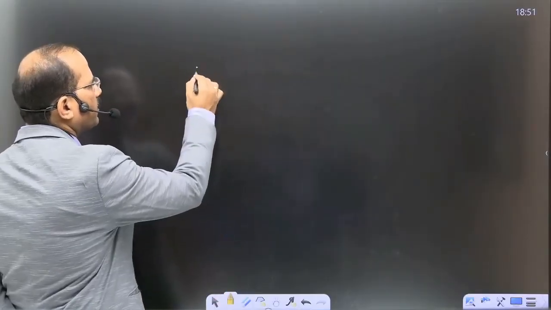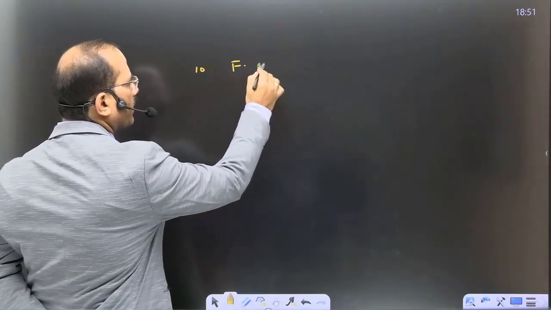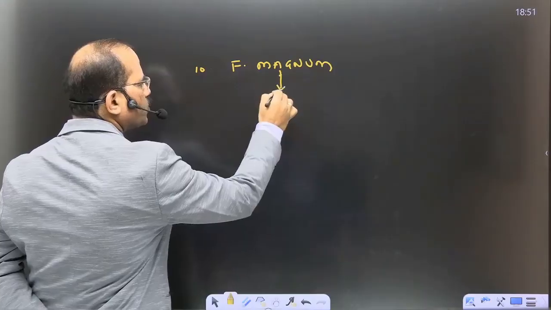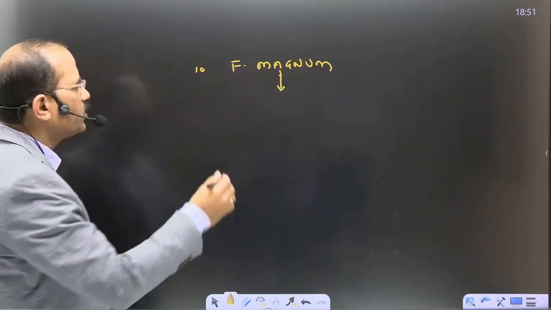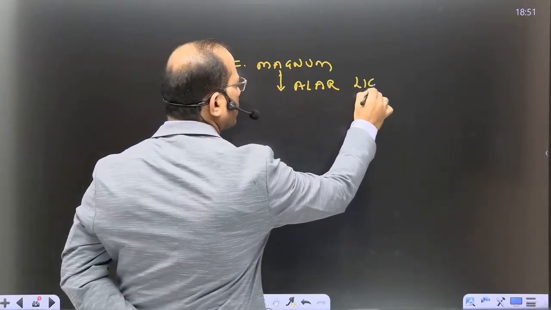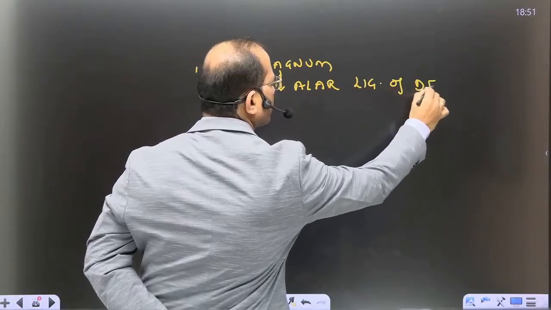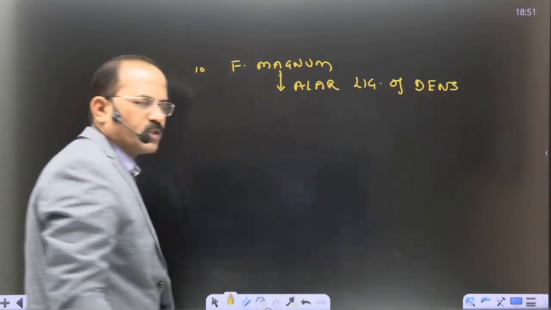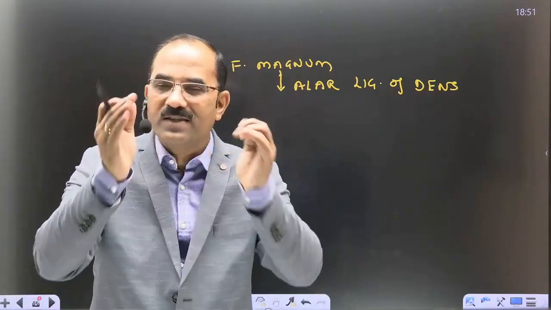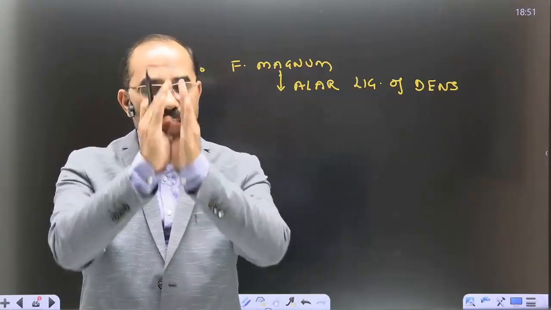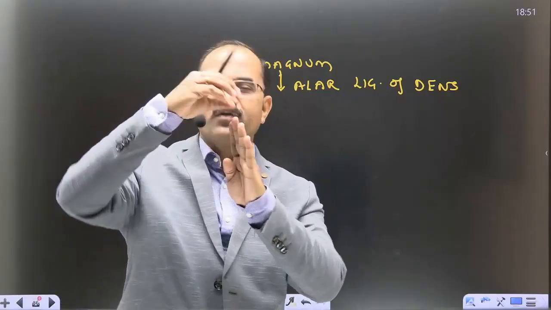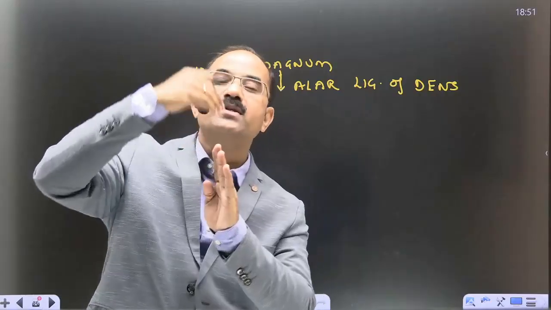Number 10 is the foramen magnum. This foramen magnum is divided into 2 compartments by the apical ligament of the dens. You know the second cervical vertebra. The first is the atlas, and the second cervical vertebra is the axis. The axis has got a process like that. What's that? The odontoid process.